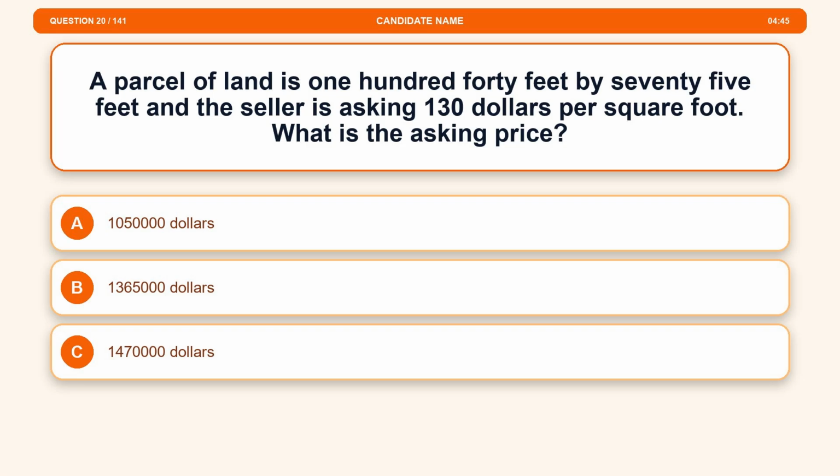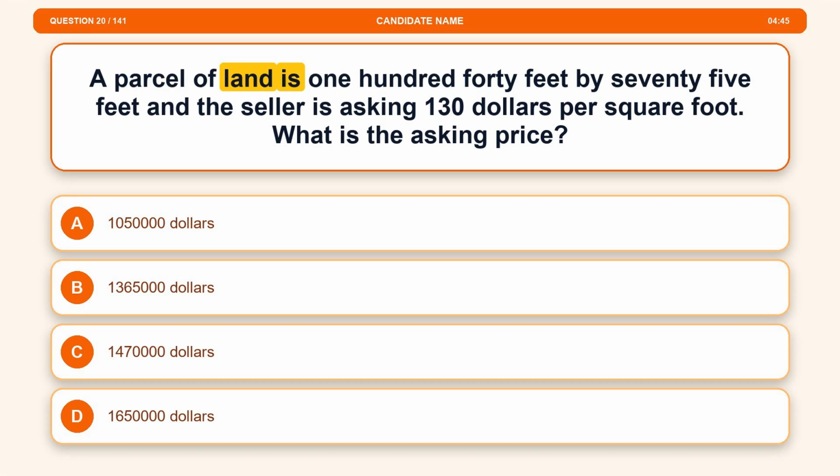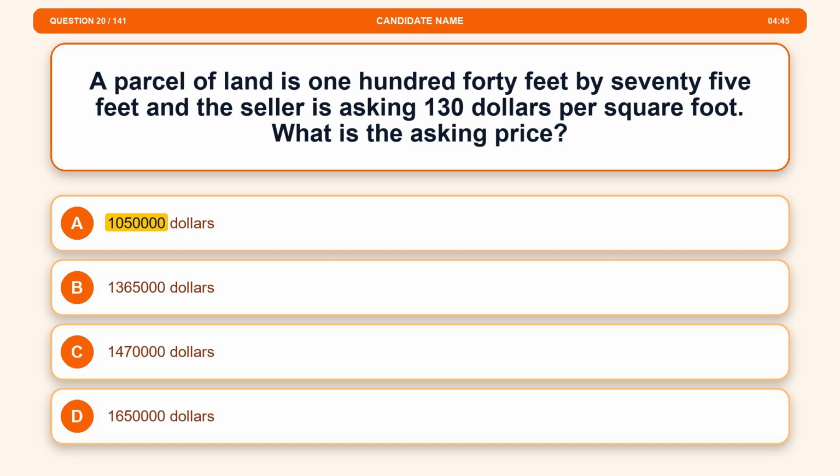Question 20. The parcel of land is 140 feet by 75 feet, and the seller is asking $130 per square foot. What is the asking price? Option A, $1,050,000. Option B, $1,365,000. Option C, $1,470,000. Option D, $1,650,000.